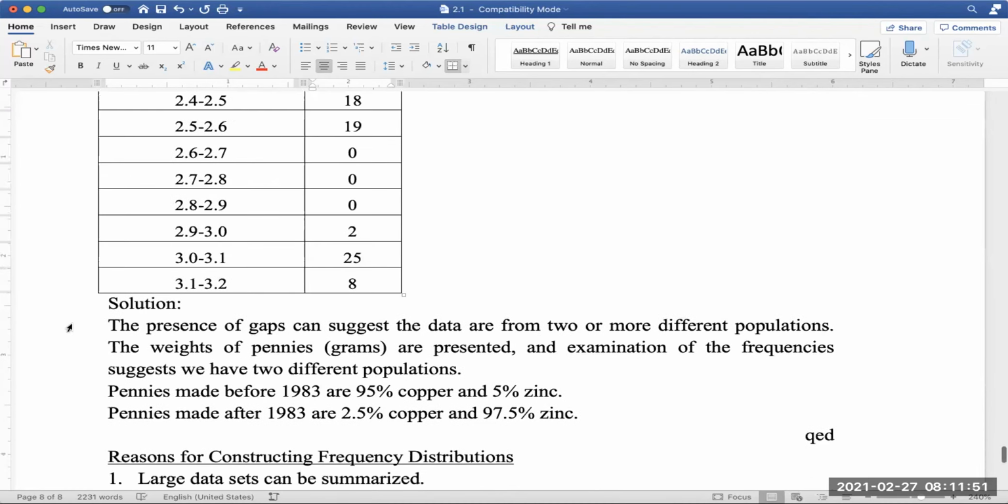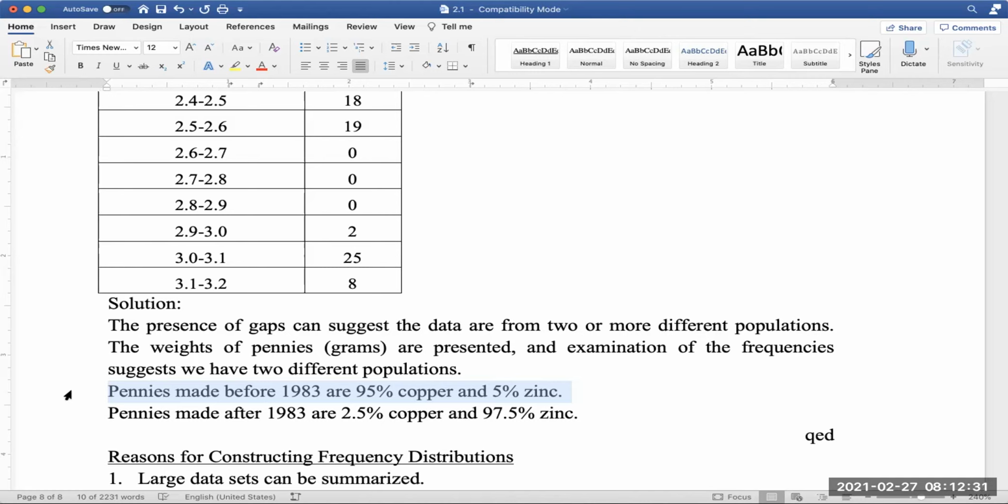So the presence of gaps can suggest that the data are from 2 or more different populations, in this case, 2. The weights of pennies in grams are presented. The examination of the frequencies suggests 2 different populations. Usually it was said you had a copper penny. It's no longer copper. If you flip a penny now and listen to it when it hits the ground, it doesn't have the same sound as older pennies.